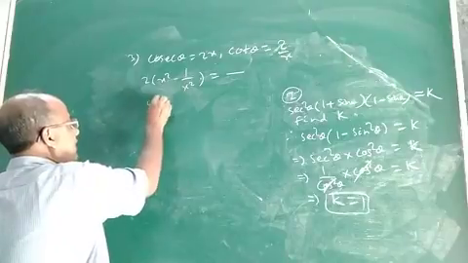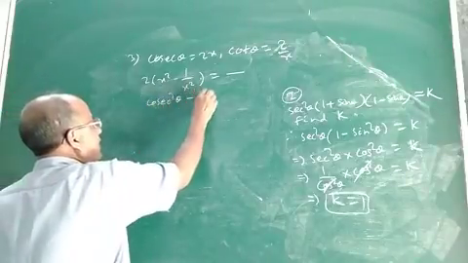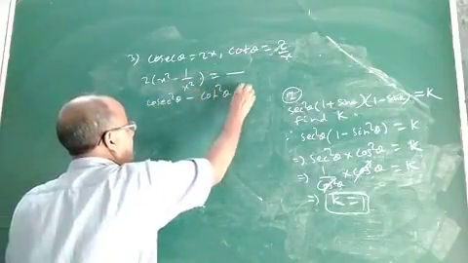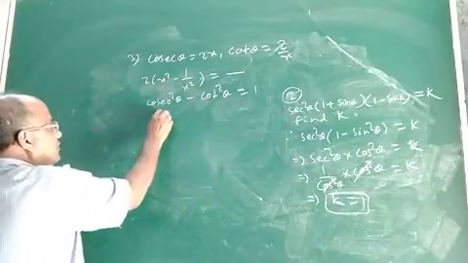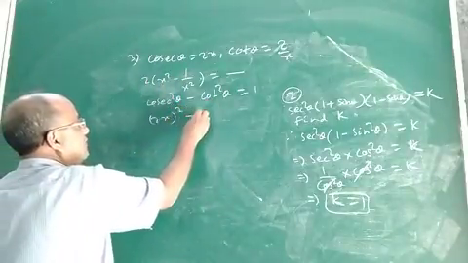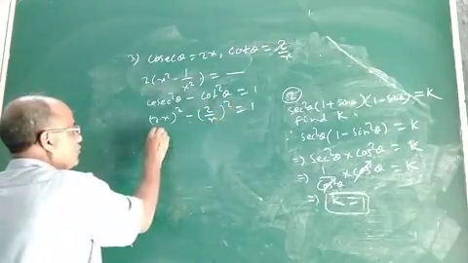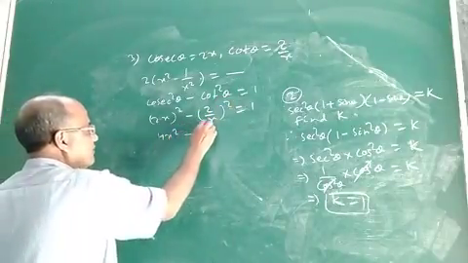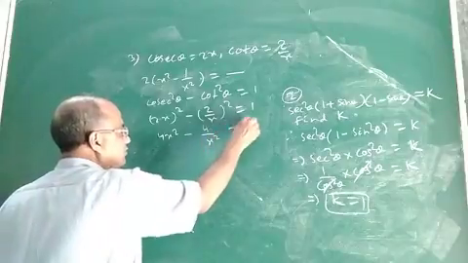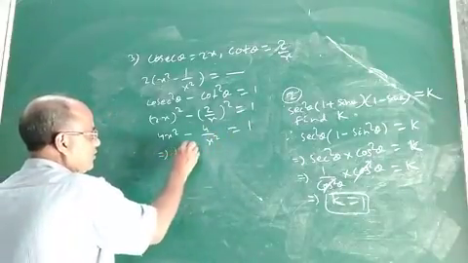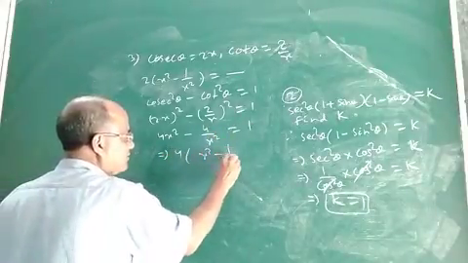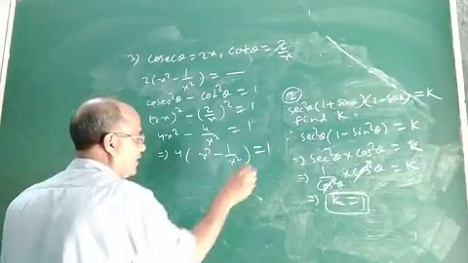So let us apply the identity. Cosec square theta minus cot square theta is 1. Now put the value. So 2x whole square minus 2 by x whole square is 1. So 2x whole square is 4x square, minus 4 by x square, is 1. So take common 4. It will be x square minus 1 by x square equal to 1.